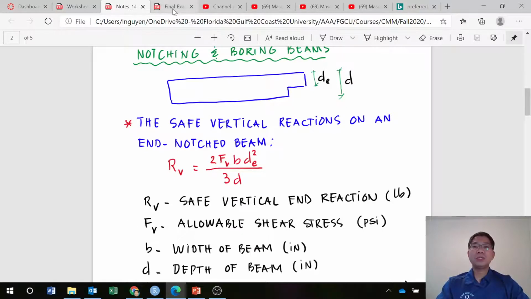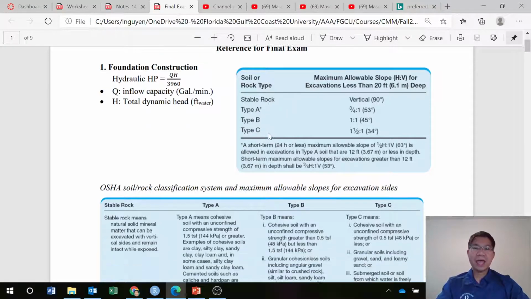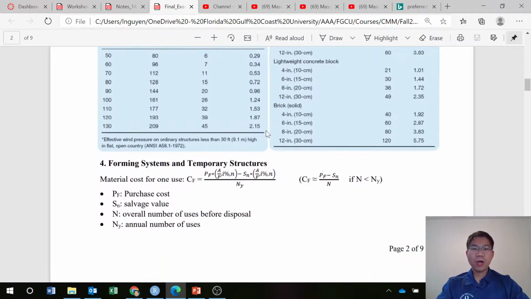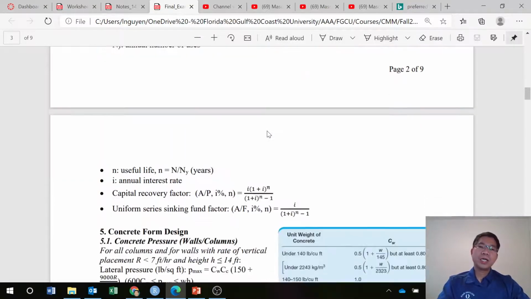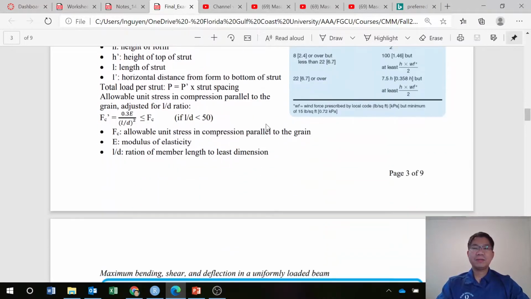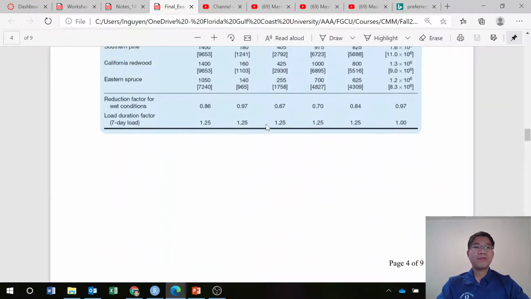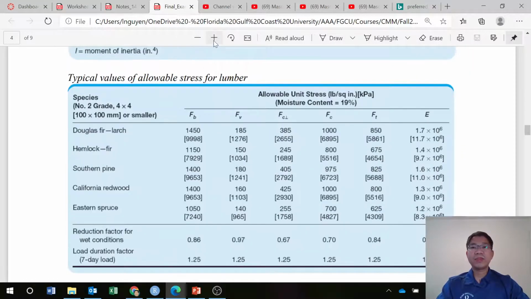If we go to the final exam reference and go to page number 4, of course we will talk about this more when we study formwork design with timber later on in this class. On page number 4, you can see the allowable shear stress, which is the third column here, FV. Of course, we will talk about that later on in the next few weeks.